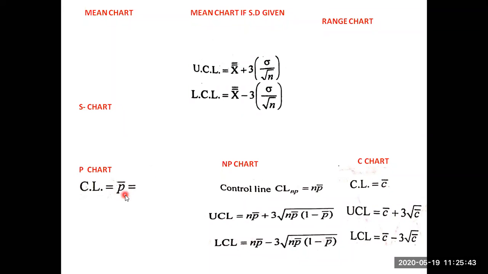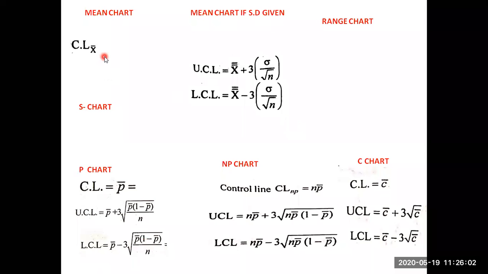Similarly, P chart formula, control line is P bar. Upper control line is P bar plus 3 into root of P bar into 1 minus P bar by n. Lower control line is P bar minus 3 into root of P bar into 1 minus P bar by n. Okay. Next one.